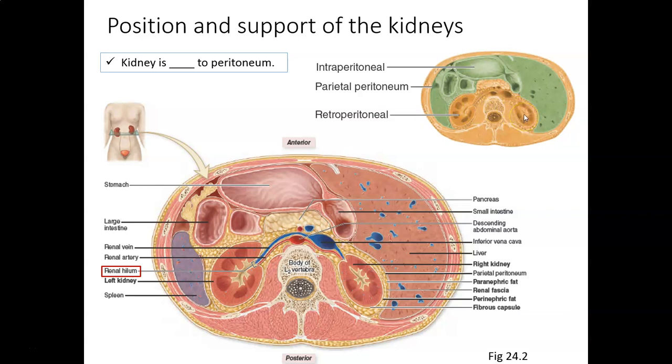Not only the kidney, actually the ureters are retroperitoneal, as well as the urinary bladder. That means the outermost layer of the kidney, ureter, and bladder, that layer of loose connective tissue, would be called adventitia, not serosa, because they are not wrapped by the serous membrane.